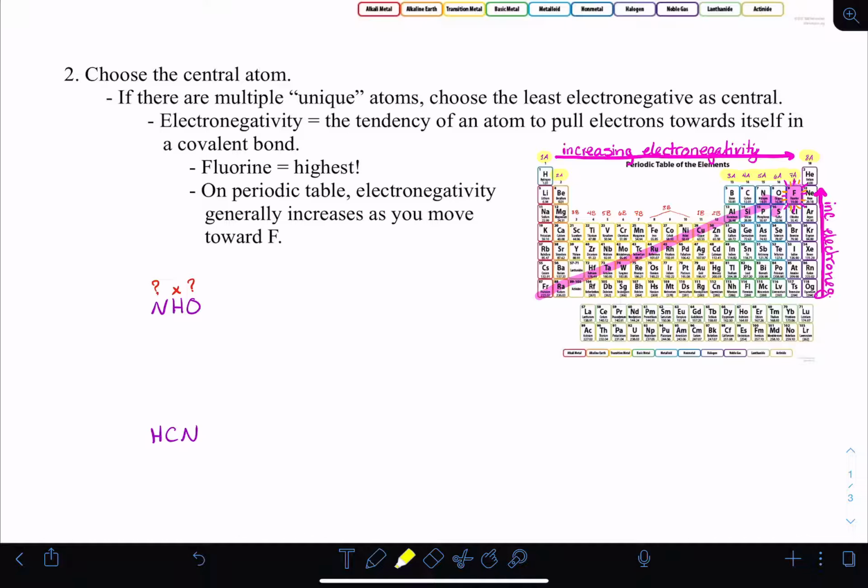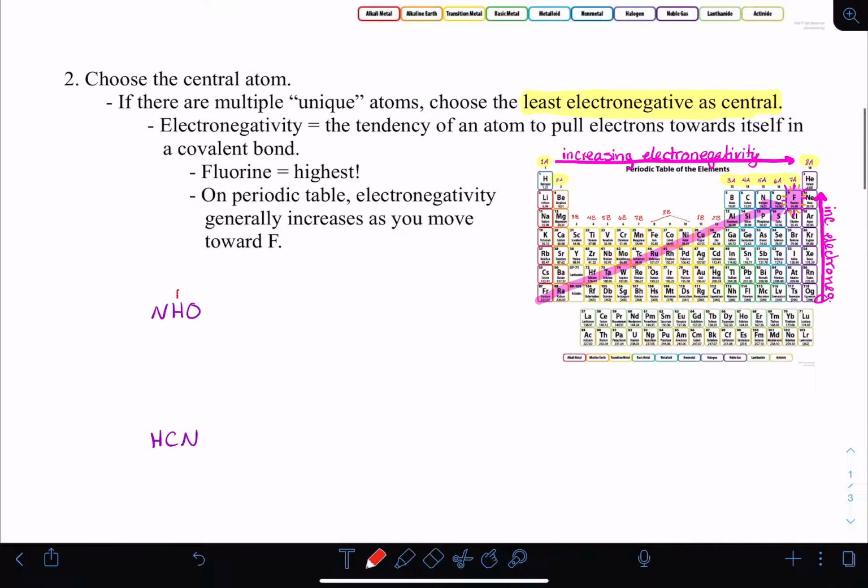The less electronegative something is, the more likely it is to function as a central atom. If something is less electronegative, it's not pulling very hard on its electrons, so it's more able to share them with other atoms, and the central atom is the one that has to share with multiple other atoms in multiple different directions. So less electronegativity is good for that. Going back to our first example, we know that hydrogen cannot be central ever.